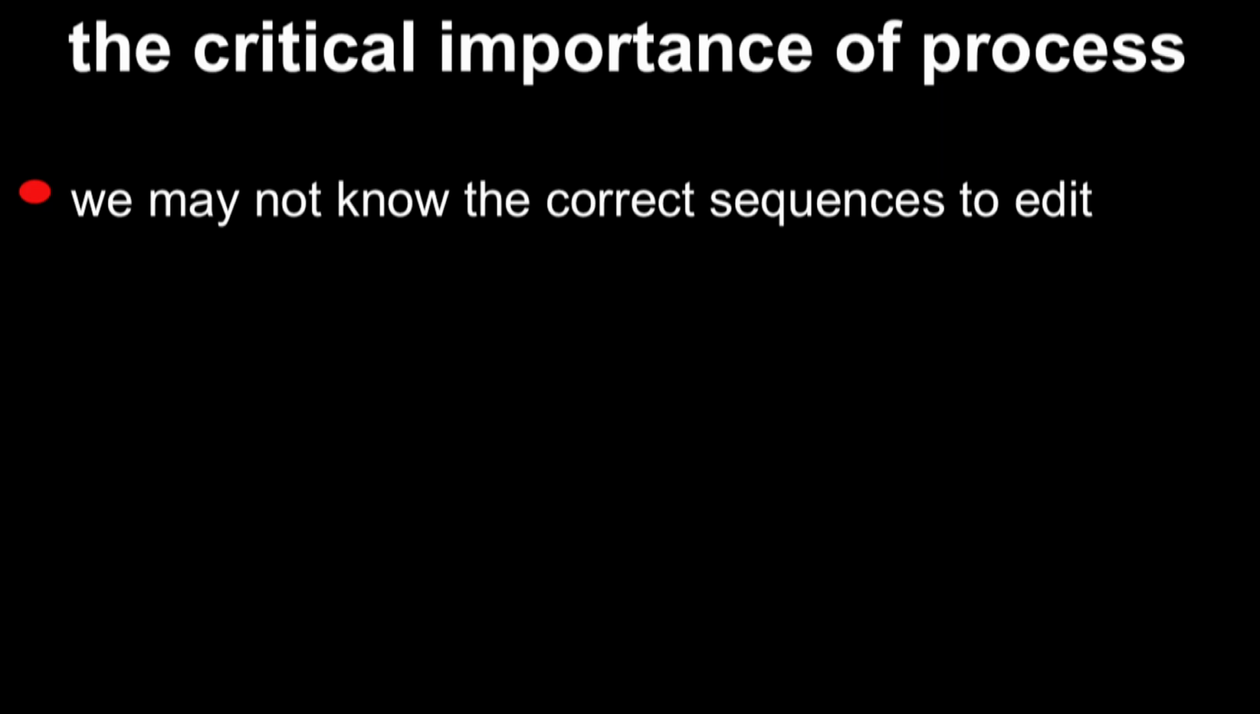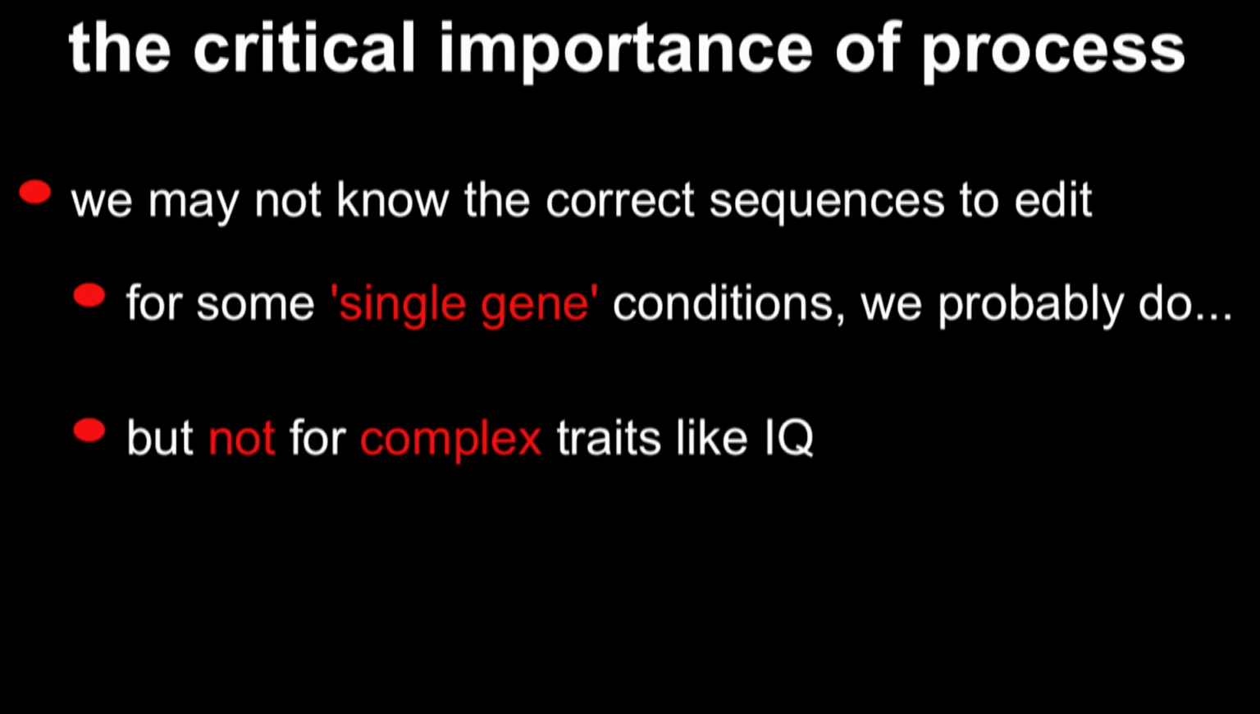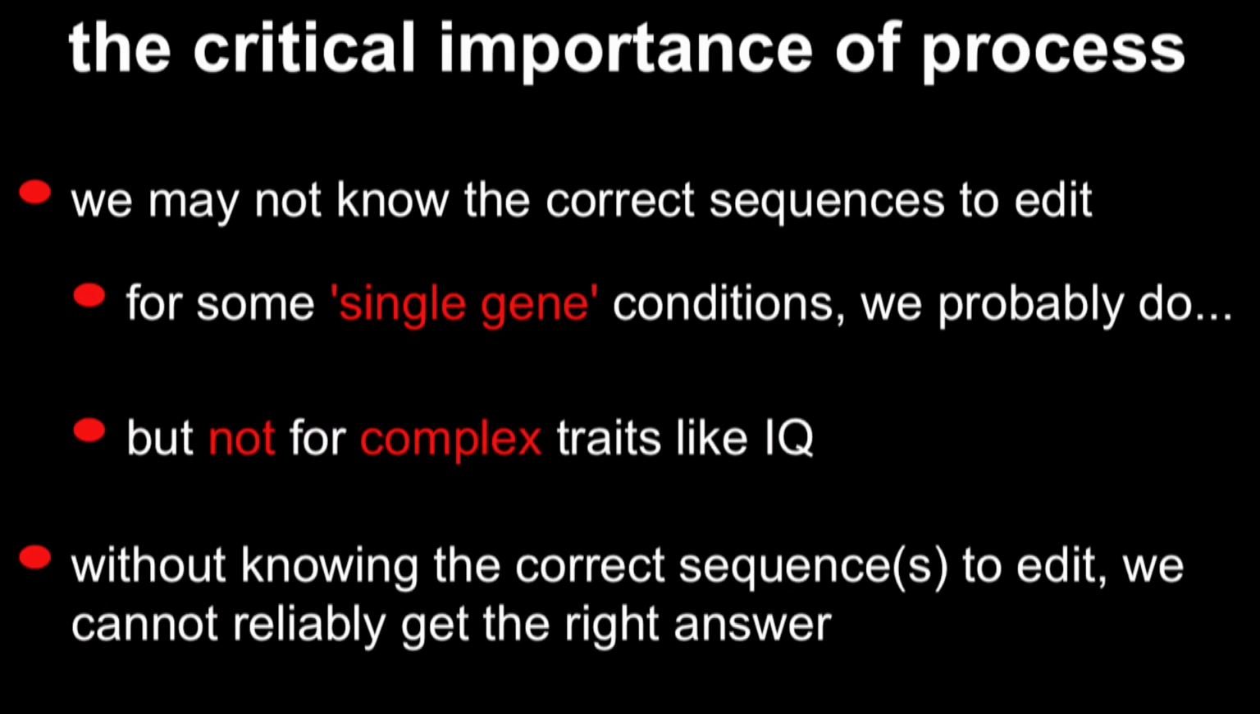making when we consider genome editing, because we must know exactly which pieces, which genes, which regions of the manual to change. We probably do, in some cases, some single gene conditions that I've mentioned, but for complex traits, we almost certainly don't. And unless we do, we cannot reliably get the right answer. So if we return now, at the end of this talk, to the questions that we asked right at the beginning, what is heritable human genome editing, and when will it happen?